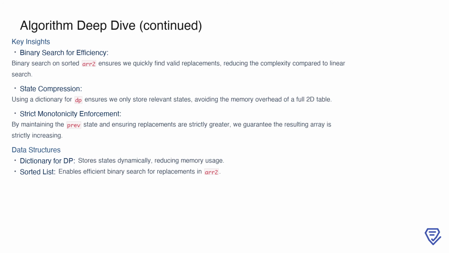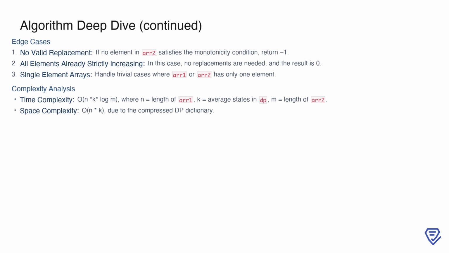Additionally, the sorted list of ARR2 provides the foundation for efficient binary search when selecting replacements. When tackling this problem, it's important to account for edge cases. One such case is when no valid replacement exists in ARR2 that satisfies the monotonicity condition. In this scenario, the algorithm should return -1.